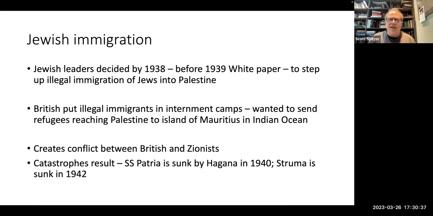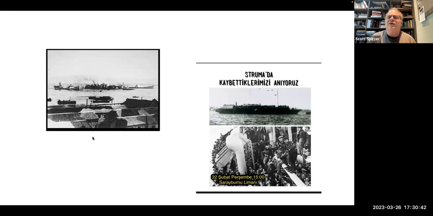One more incident, the Struma, another ship. I'll show you pictures of this, right? So here's the Struma ship. Here's the SS Patria. And forgive me for butchering the pronunciation of these things. The Struma is a boat with 769 Romanian Jews, which is in terrible disrepair, and it's trying to get into Palestine, but Turkey's stopping it in Istanbul in December of 1941.